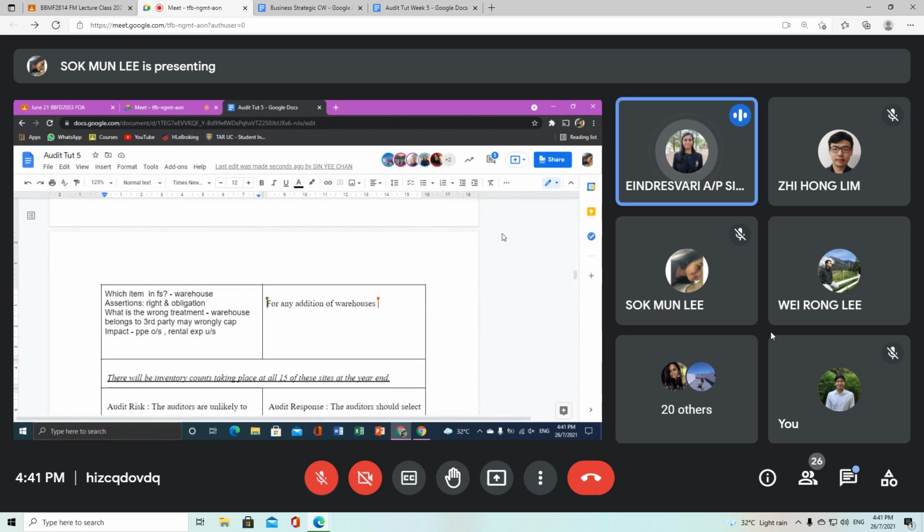Okay, so you will need to look for those warehouse purchase during the year. So addition, beside the addition put bracket, purchase during the year.